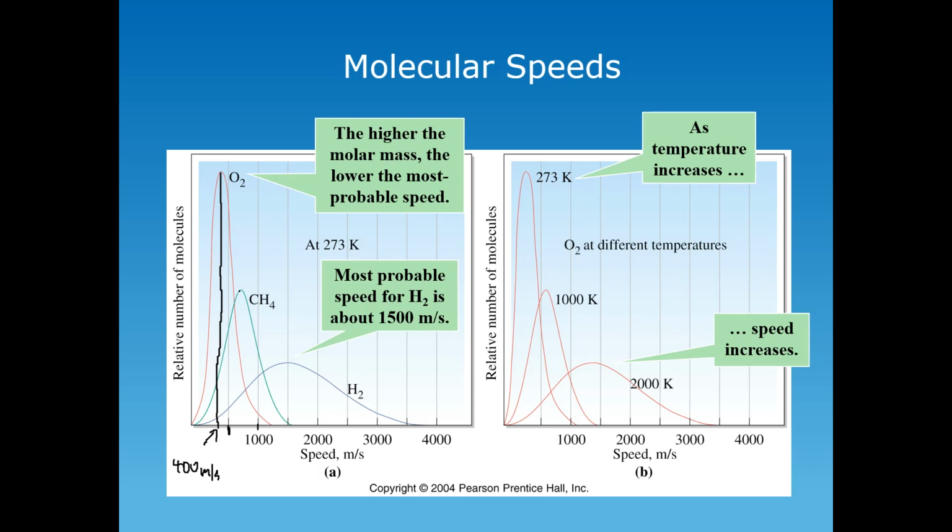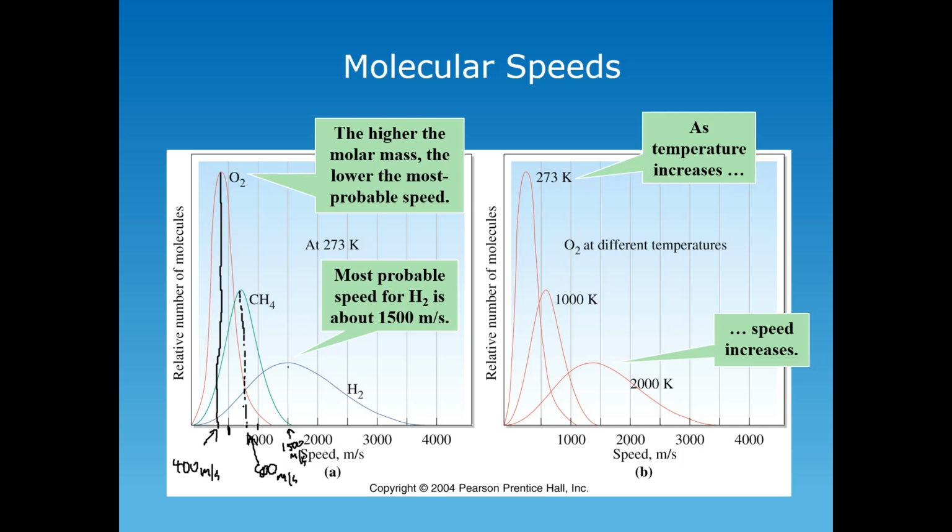In the case of methane, CH4, if I drop a vertical line down here, that looks like less than 1,000. I would say this is about 800 meters per second. And then in the case of hydrogen, well, this is easy because the apex is basically falling on this line here. So this line here cuts the x-axis at about 1,500 meters per second.